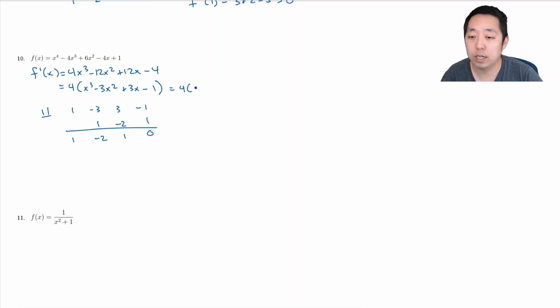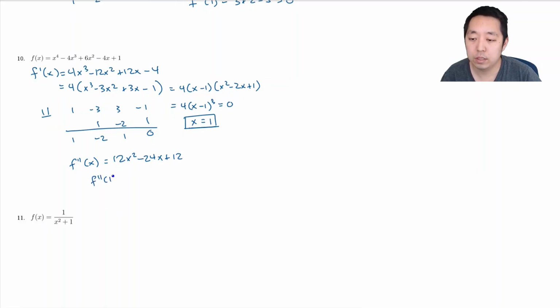So this is going to be 4 times x minus 1 times x squared minus 2x plus 1. And this is x minus 1 squared, so this is really 4 times x minus 1 cubed equals 0. So x equals 1 is my critical number. And then I use the second derivative test to classify it, to decide whether it's a min or a max, or neither. The second derivative is going to be 12x squared minus 24x plus 12. And when I plug in x equals 1, I'm going to get 12 minus 24 plus 12, and that equals 0. So this is inconclusive.